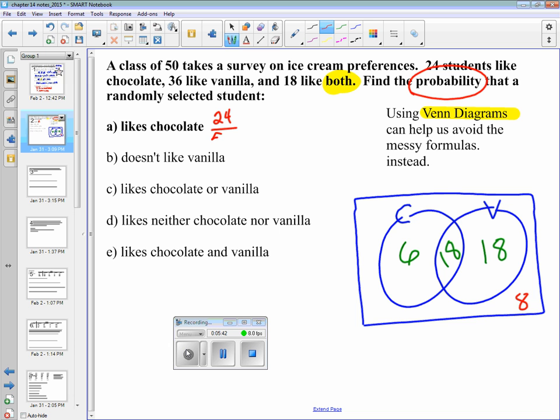You can reduce that fraction or you can write it as a decimal. Either is okay. And I got 0.48.